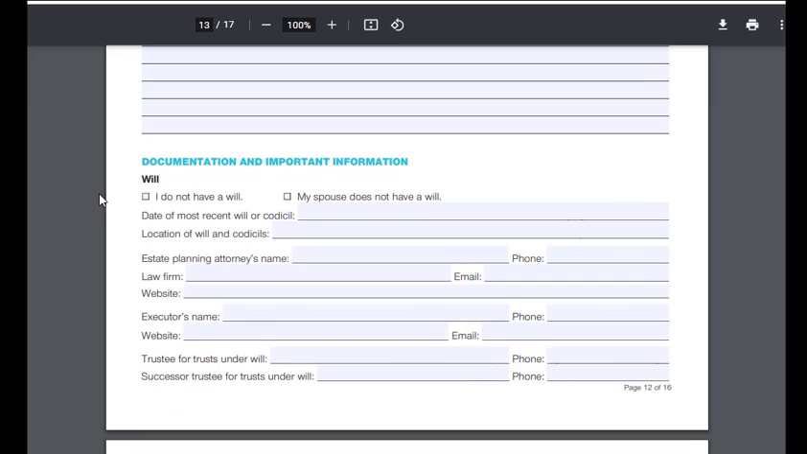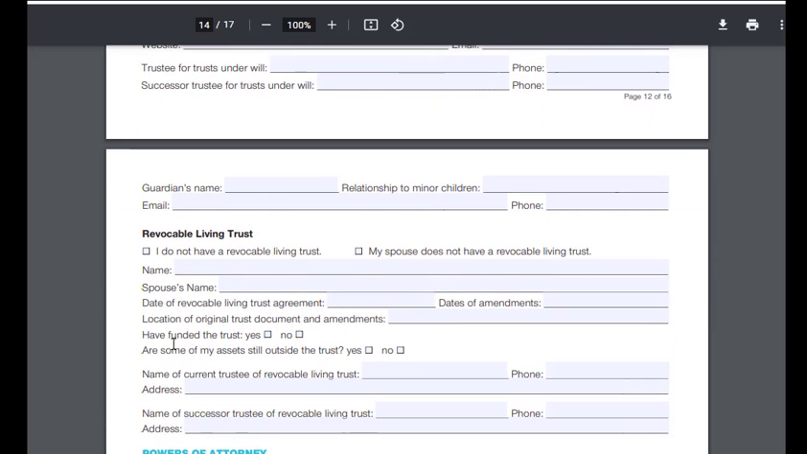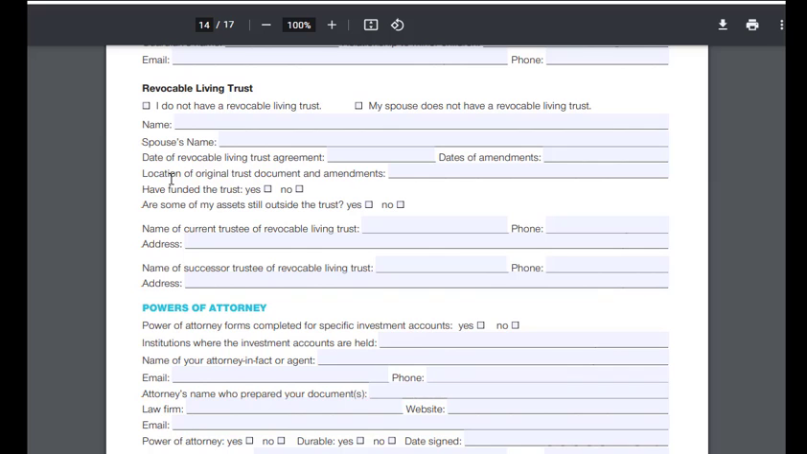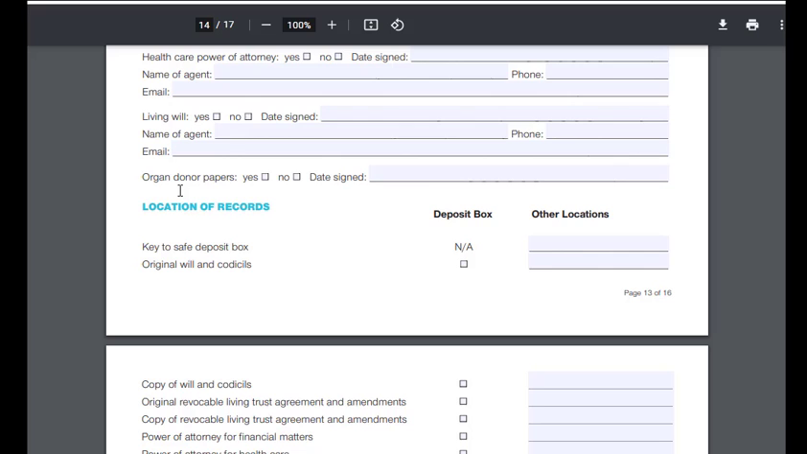Now, I like this. It has documentation and important information. If you have a will, you can check that. I do not have a will. My spouse does not have a will. Or you can put any of that information here along with an estate planning attorney's name and an executor's name, any trustees for the trust, what those names are, etc. If you have a revocable living trust, any powers of attorney.